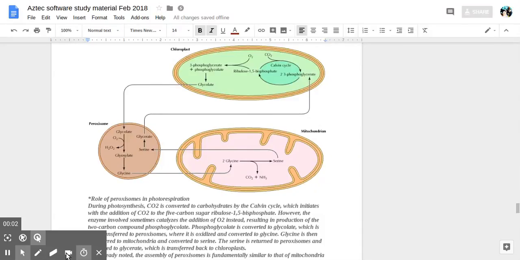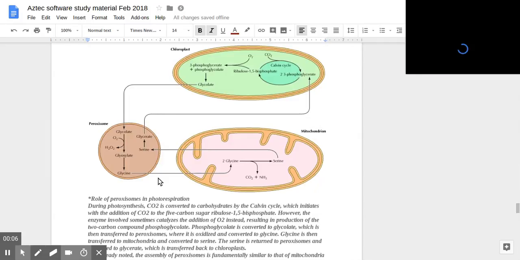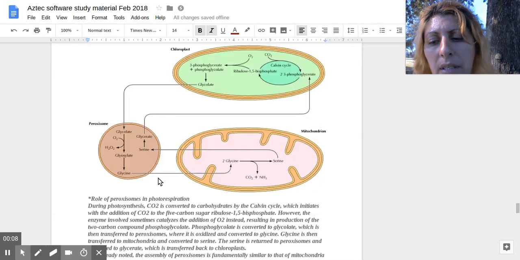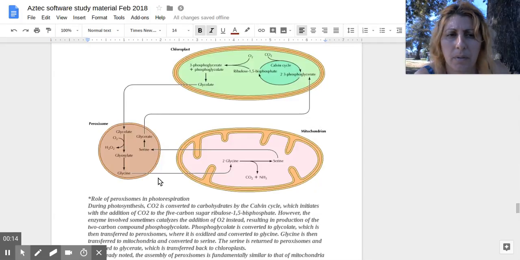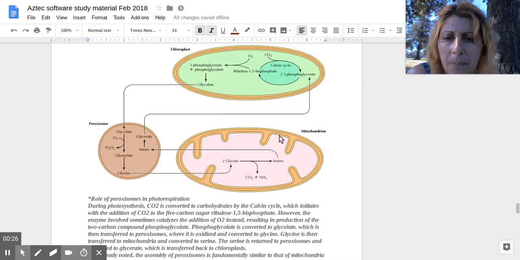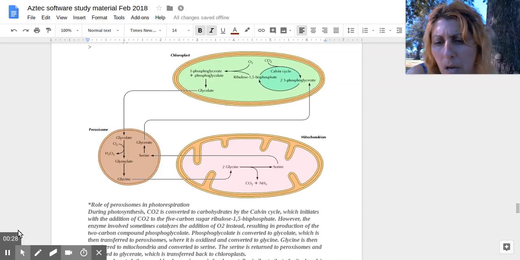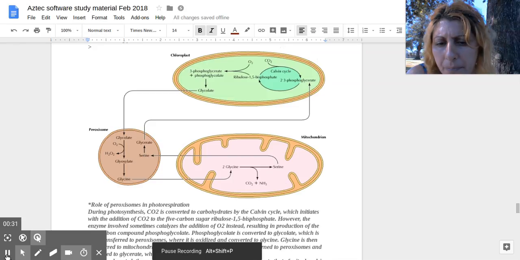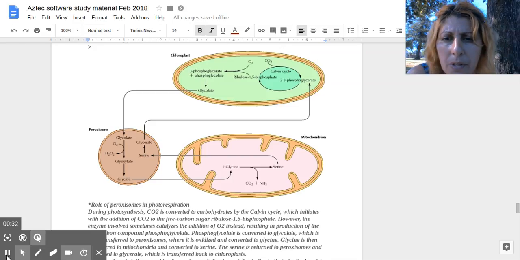Hello, so we're going over my notes for cell biology and life science in a nutshell. We're learning a bit about peroxisomes and some of the reactions that go on. Currently, we're learning about a reaction that goes on essentially in plants, called photorespiration.